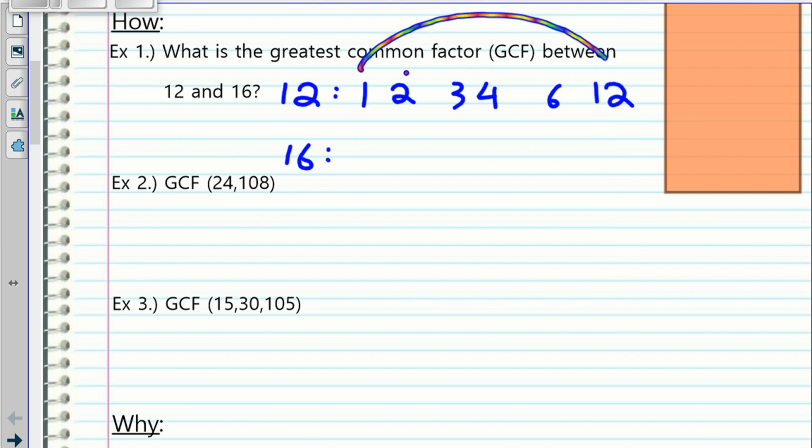What does this all mean? Now I can double check too. So I could do 1, 2, 3, 4. Yep, 5 doesn't go into 12, 6 does, and so on and so forth. Okay, that worked out. So let's do it for 16 now.